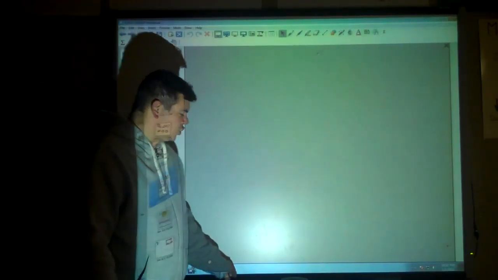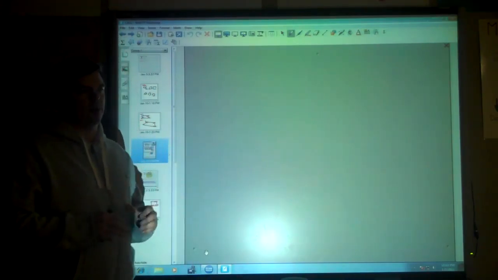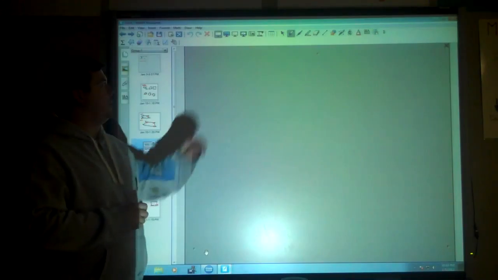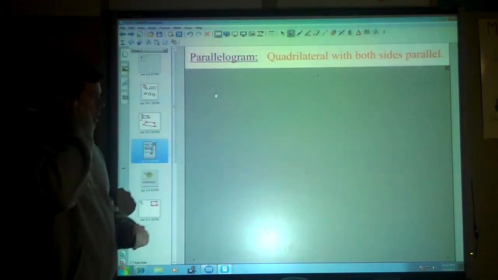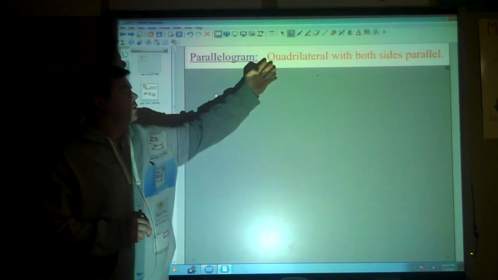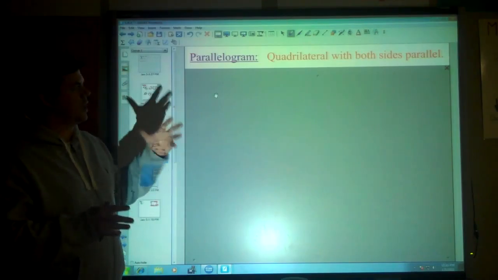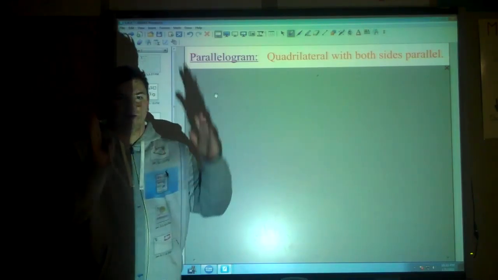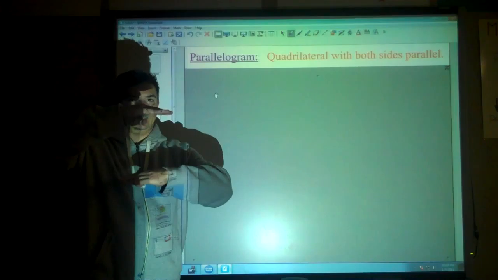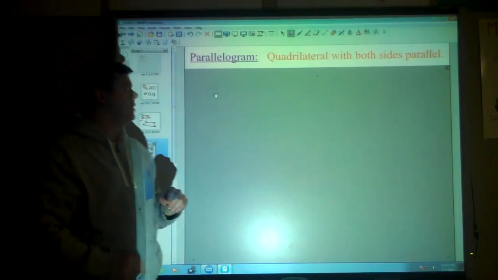Geometry lesson 6-2. We've started talking about polygons, and today we're going to talk specifically about one type of polygon, and that polygon is known as a parallelogram. For it to be a parallelogram, it has to have four sides, so it's a quadrilateral, and you have to have two sets of parallel sides. In a parallelogram, these two sides are parallel, and these two sides are parallel. They can be tilted in any way they want, but that's what has to be the case.